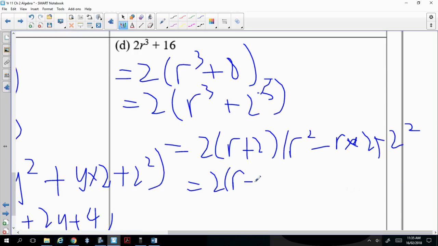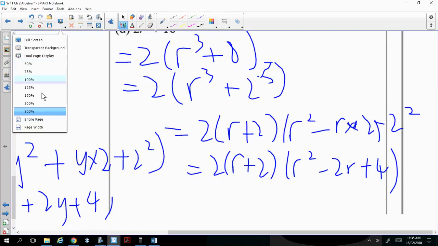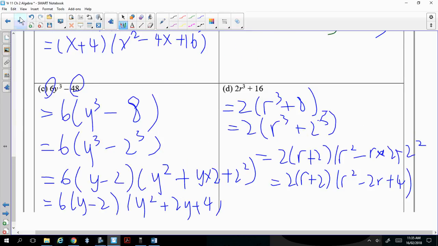Okay, any question? Done? That's the final answer. Now, did you copy it down? Good. Quickly, because I'm going to move on to the next page with the mixed factorization. Then you can start the work.